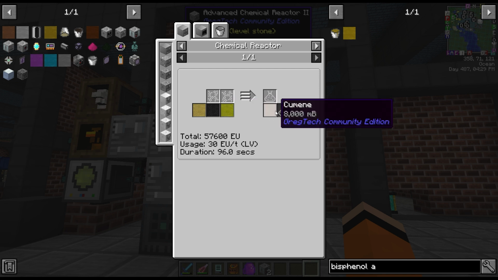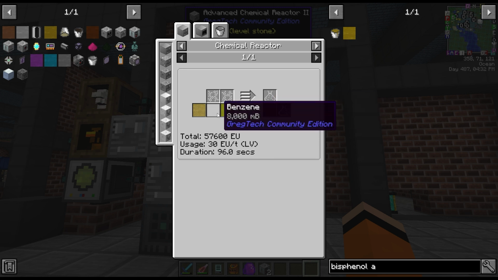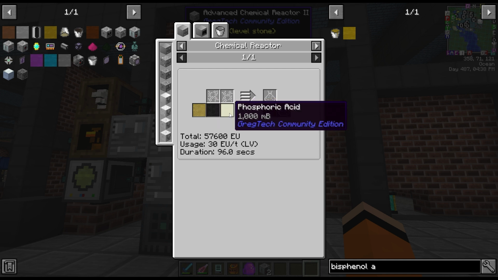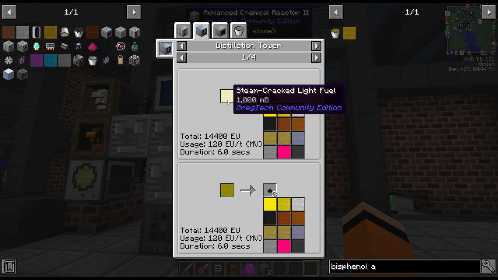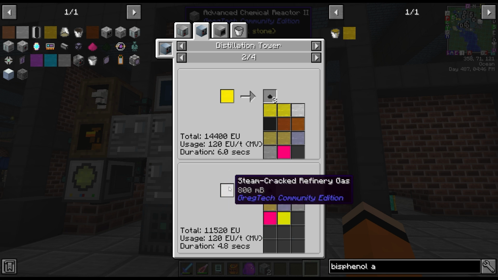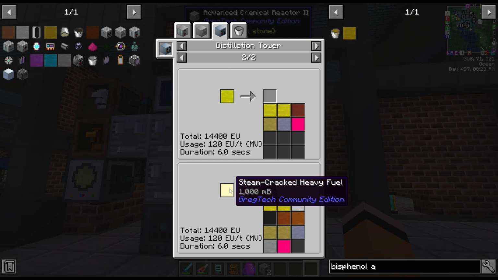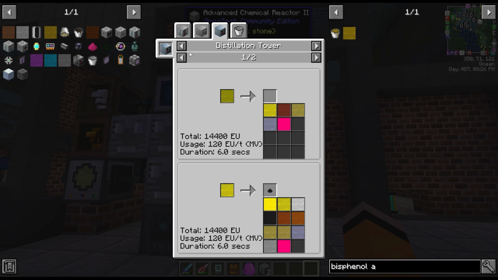It might take me a bit to get figured out, but I think I'll do it all off camera, to be honest. Just to briefly go over this, we need propene, benzene and phosphoric acid. The propene and benzene we're going to get from distilling refinery gas here. Or, wait a sec. We're going to be steam cracking both light and heavy fuel and running those through distillation towers to give us all of these fluid outputs. It's going to be a lot to figure out here, so I'm going to do it a little bit off camera and I'll come back when I have something to show, I think.